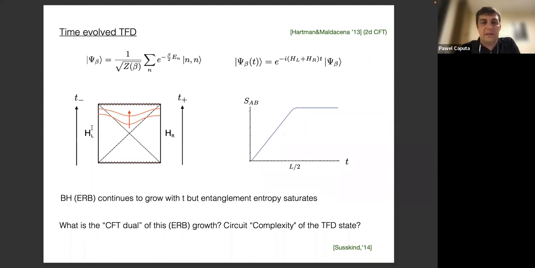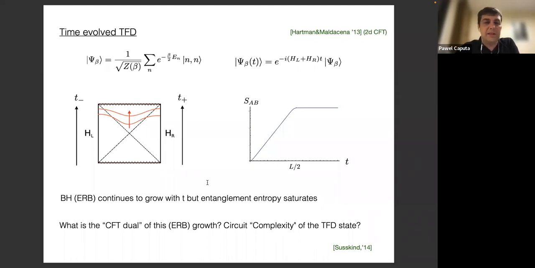On the other hand, the dual geometry, this evolution that corresponds to this particular state, can be regarded as evolution along these slices that actually go from one side to the other through the wormhole, through this Einstein-Rosen bridge that connects those two asymptotically AdS spacetimes in this geometry. And somehow these Einstein-Rosen bridges continue to grow with time, even past this entanglement saturation.